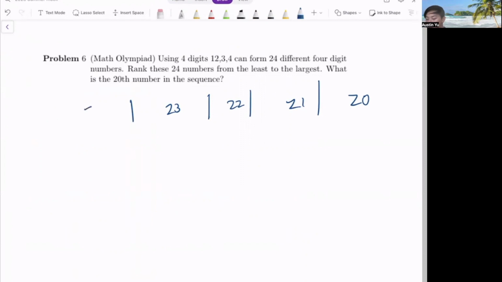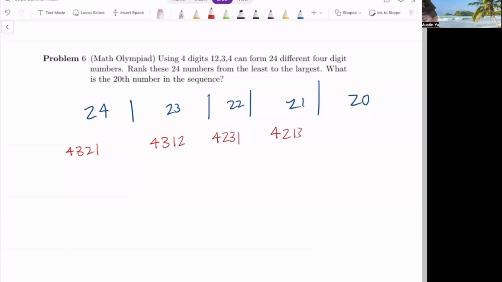Obviously, the 24th largest, which is the largest in the entire sequence, is just 4,321. The next one would be 4,312. The 22nd one would be 4,231. The 21st would be 4,213.